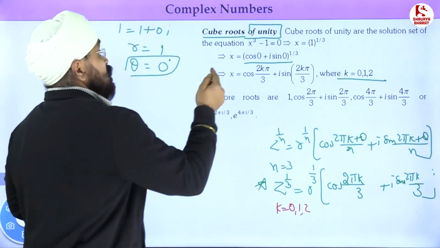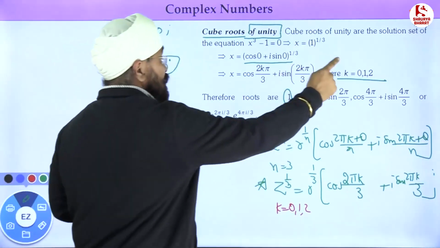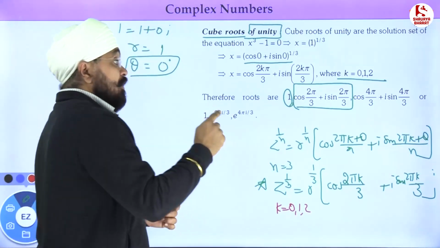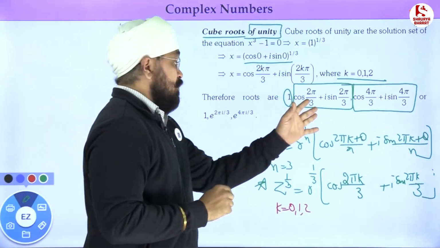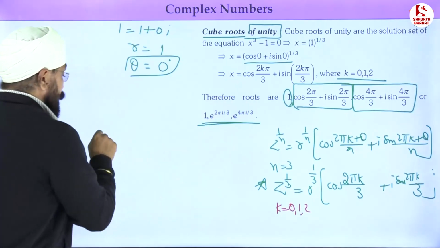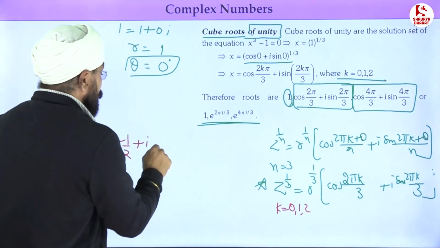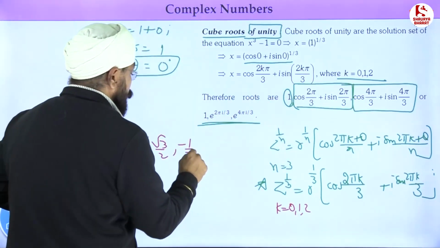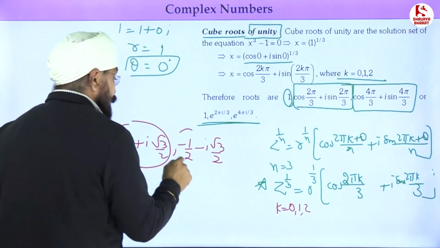If I take k equal to 0, the first answer we get is 1. If I put k equal to 1, this becomes 2 pi by 3, so the second value has 2 pi by 3. For the third one, when you put k equal to 2, this becomes 4 pi by 3. If you convert this using Euler's form, you can see it very well. Now if I write the values, the first answer will be 1. Simplify this term, and it will be minus 1 upon 2 plus iota root 3 upon 2. And the third one, since 4 pi by 3 is in the third quadrant, will be minus 1 upon 2 minus iota root 3 upon 2. So we have 1, we have this term, and we have this term.